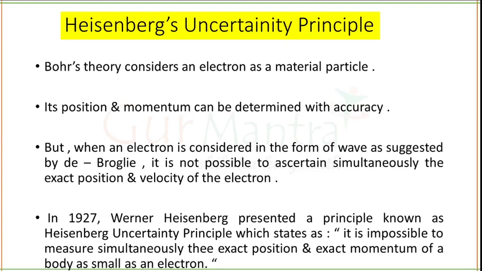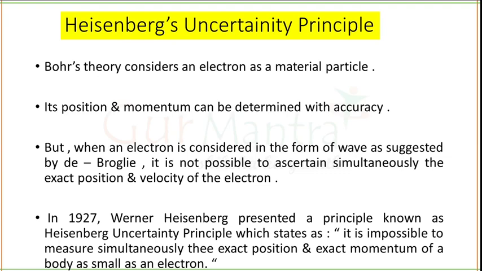Bohr's theory considered an electron as a material particle, so its position and momentum can be determined with accuracy. But when an electron is considered in the form of waves as suggested by de Broglie, it was not possible to ascertain simultaneously the exact position and the velocity of an electron at a particular time. Which means at a single time, we cannot calculate its exact position and velocity simultaneously.